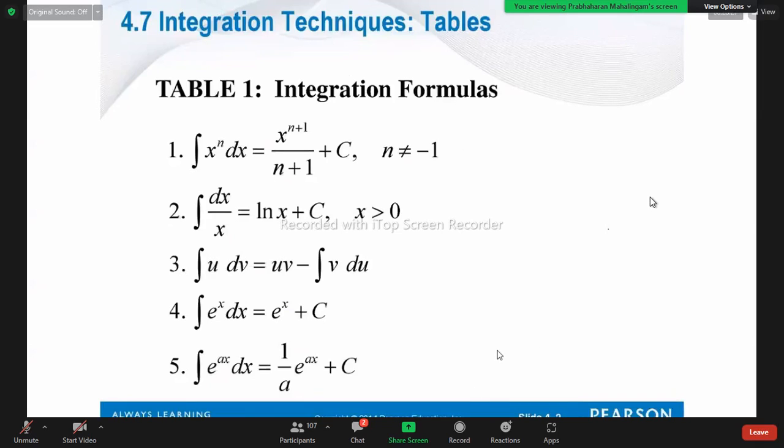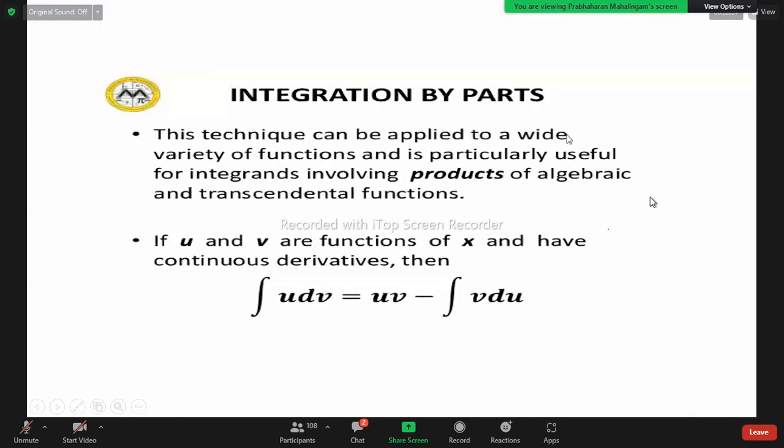Okay, we will move one more and we will think. Right, this formula, how this formula comes from. Write down this formula: integral sign u into dv equal to uv minus.